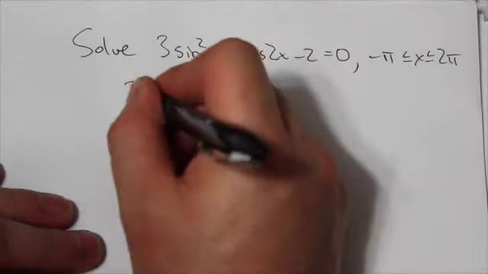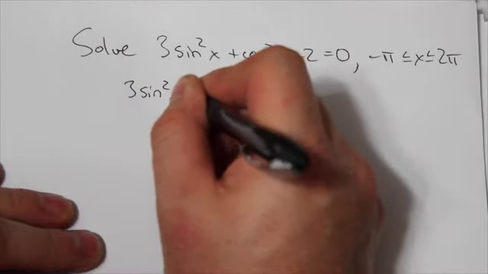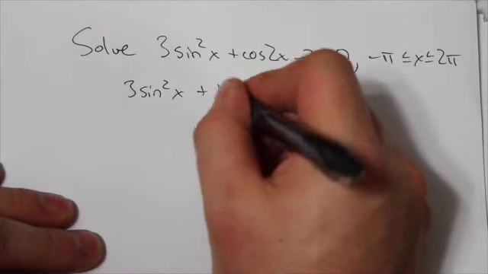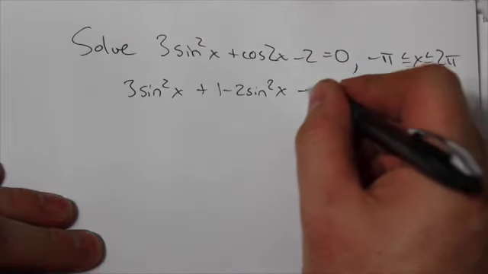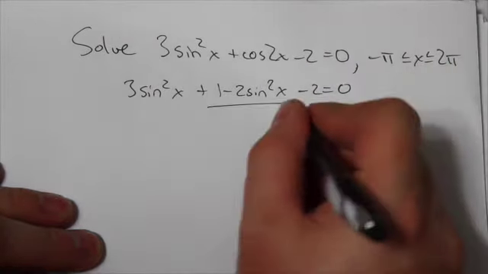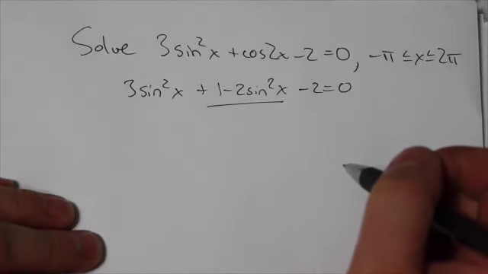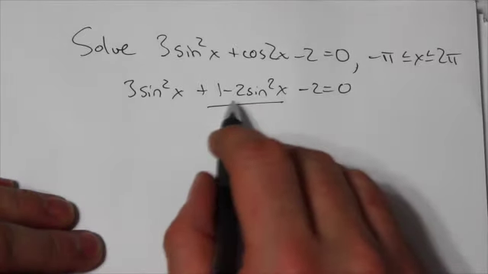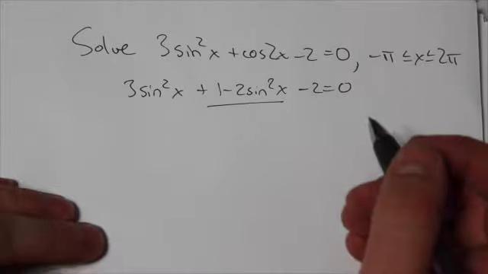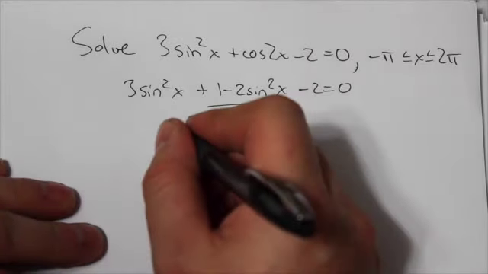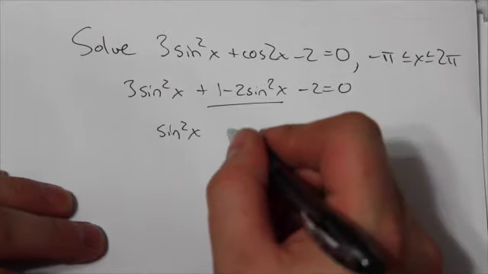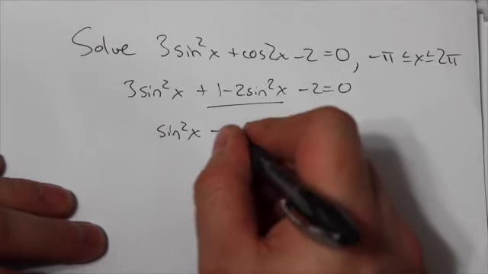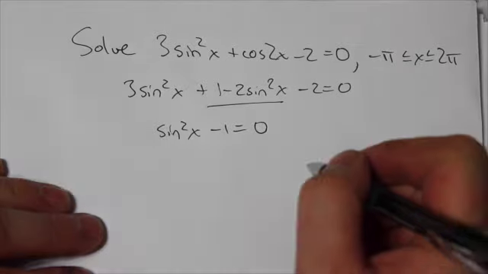And so what we're going to do is make this 3 sine squared of x plus 1 minus 2 sine squared of x, and then we've got the minus 2 at the end here. So this is the part that we've just introduced. Now 3 sine squared of x minus 2 sine squared of x is going to be simply sine squared of x. Then we've got plus 1 minus 2, so it's going to be minus 1, equal to 0.